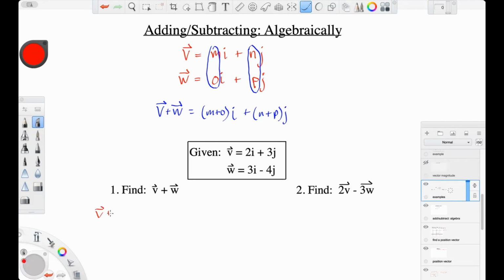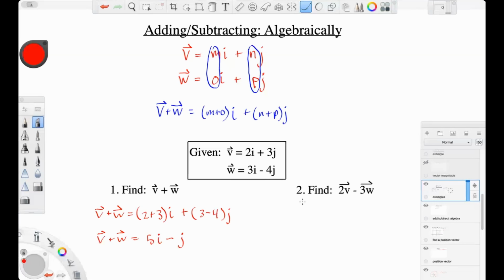So vector v plus vector w is going to be equal to, and I'll set it up like this because it can be the same process every time. Now let's put the i components inside this set of parentheses, so 2 plus 3, and the j components inside here, so 3 minus 4. So vector v plus w is equal to 5i minus 1j, but we can just put minus j. There we go. We added those two vectors together algebraically.